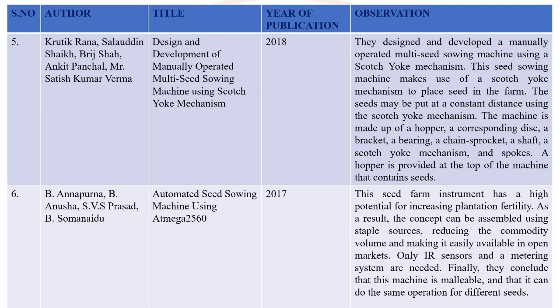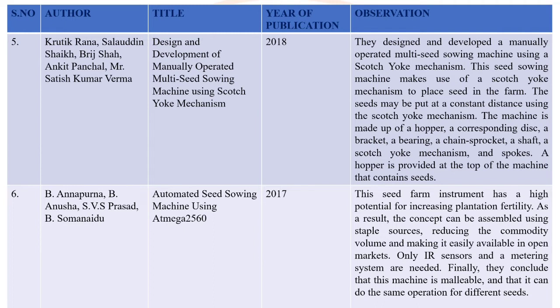Number 6. Title: Automated Seed Sowing Machine Using ATmega 2560. Name of the authors: B. Annapurna, B. Anusha, SVS Prasad, B. Samanadu. Published in the year 2017. Observation. This seed farm instrument has a high potential for increasing plantation fertility.